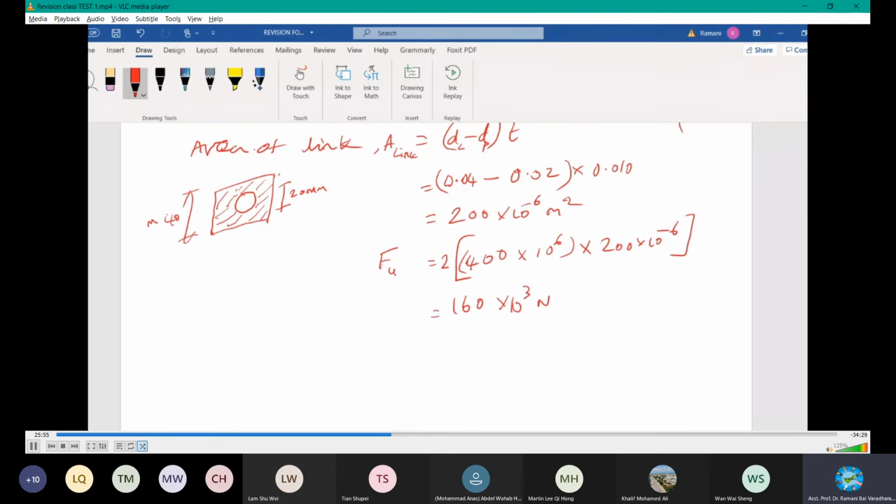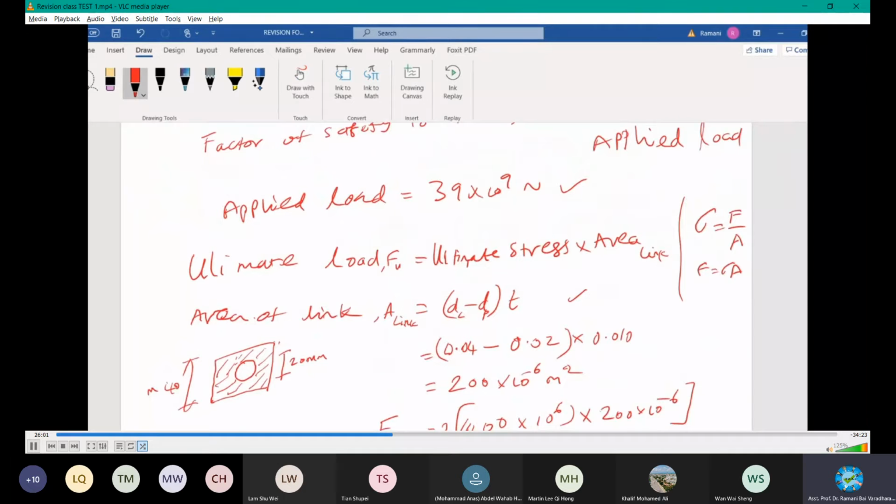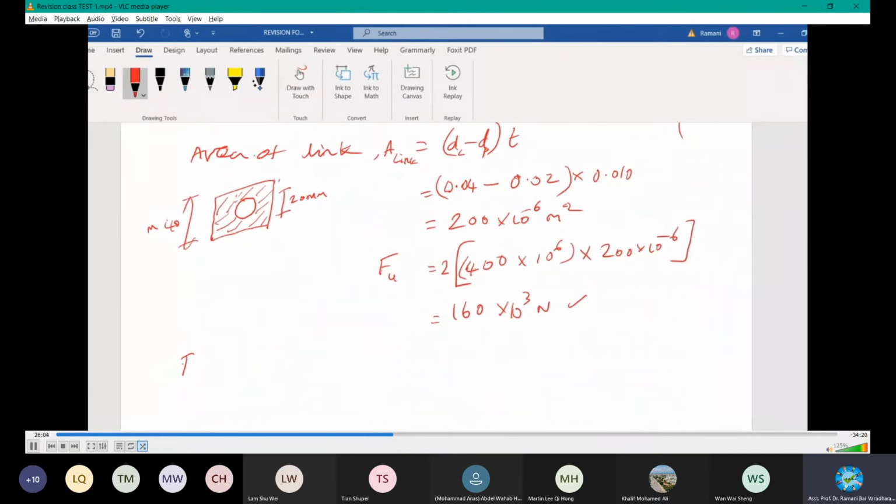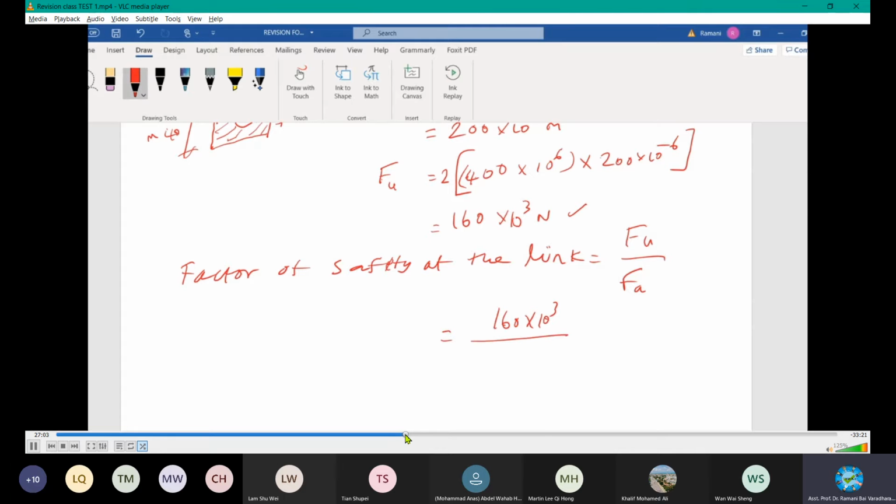Let's move on. Now we found out the ultimate load for this one. Can you find the factor of safety now? We have the ultimate load and the applied load. Okay, 2 gentlemen are here already. Can we find the factor of safety? Factor of safety, mind the spelling. Factor of safety at the link is equal to the formula, ultimate load, because you all have load only, right? Ultimate, why am I highlighting that? Times 10 power 3 divided by the applied load, 39 times 10 power 3. Come on, get me the answer quickly. You got your factor of safety for your links.